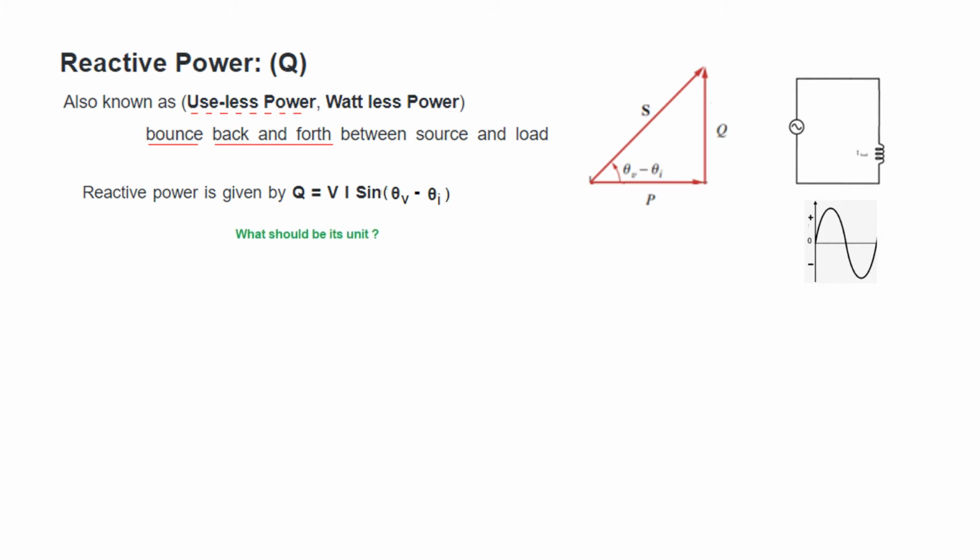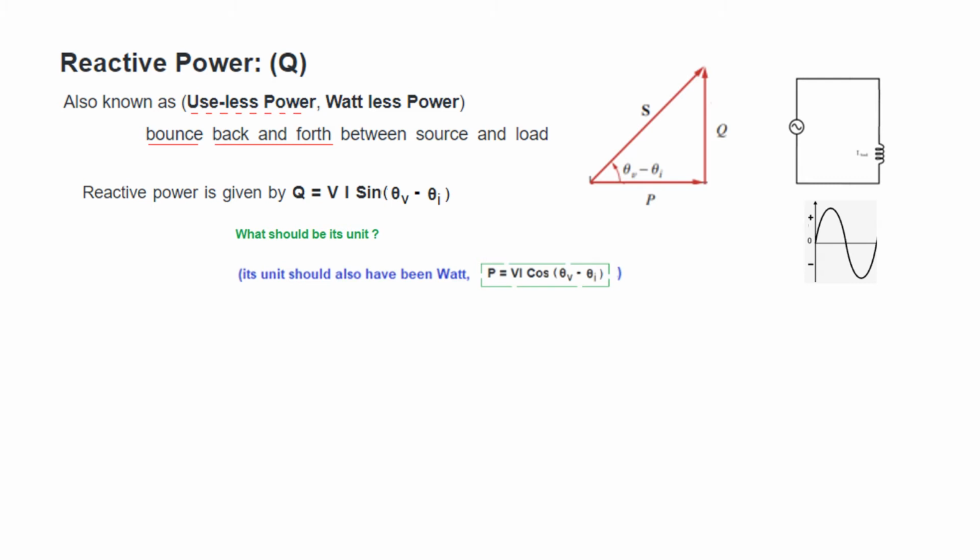Now the question is, what should be its unit? Let's compare it with the active power that we have calculated, and its unit, we said, is watt. If you compare the two, we have VI and VI, then we have sine here and cos there. Cos of some theta is a number. Similarly, sine of some theta is also a number. So basically their units should be the same: V into I multiplied by some number. So technically this should also be called watt.